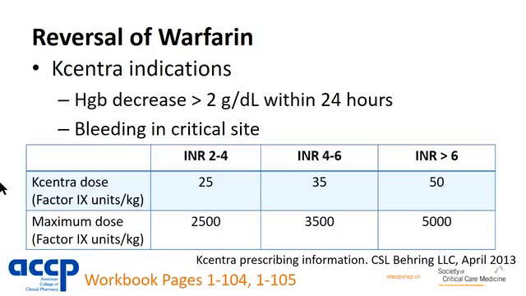The indications for use are an INR greater than or equal to 2, with a subsequent decrease in hemoglobin of greater than 2 within 24 hours, and also bleeding in a critical site. You see the dose is dependent on the INR range and also on the patient weight, with the maximum dose being 2,500, 3,500, or 5,000 units per INR range.